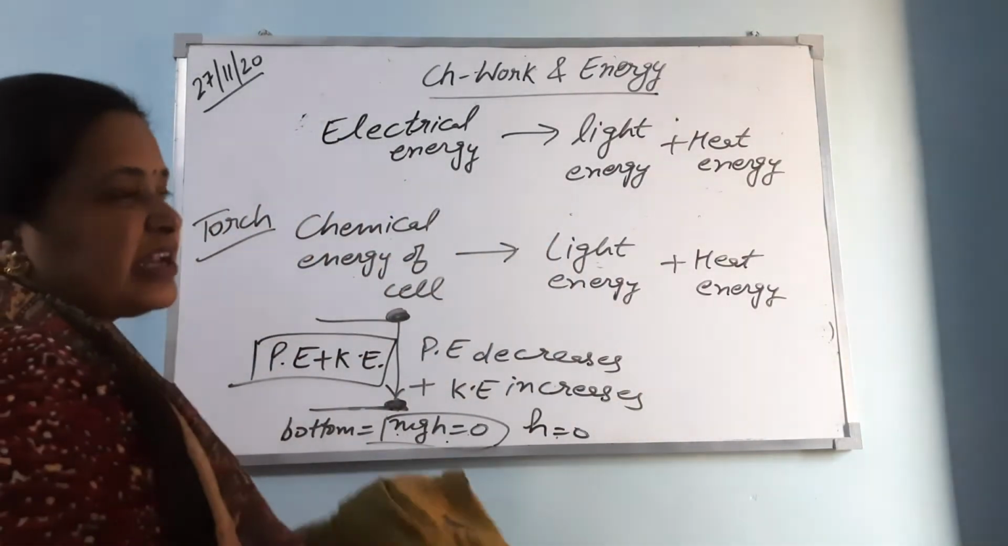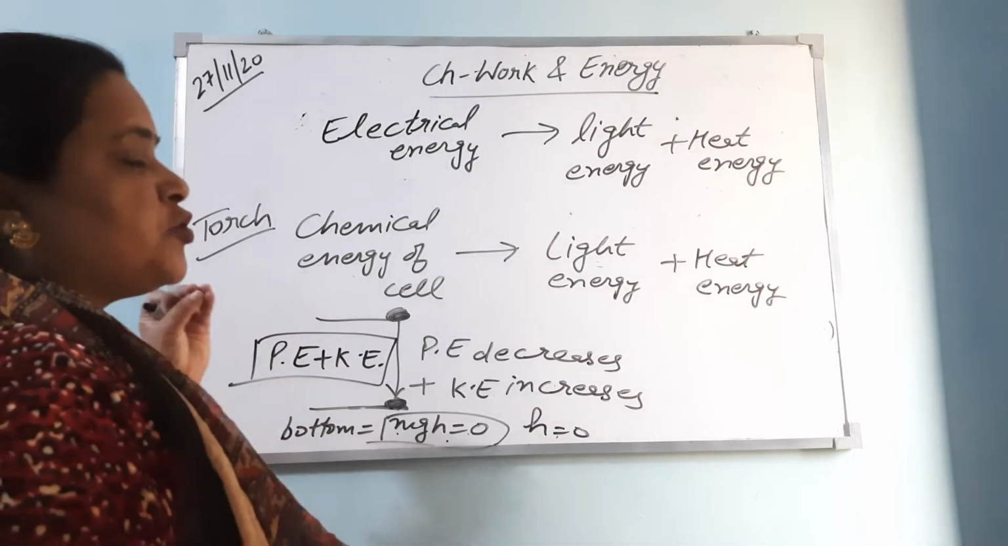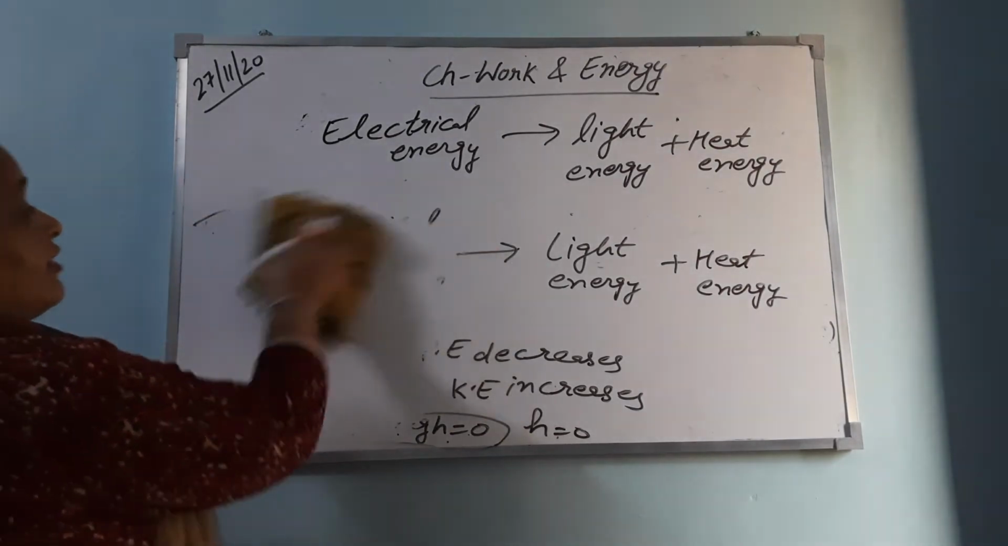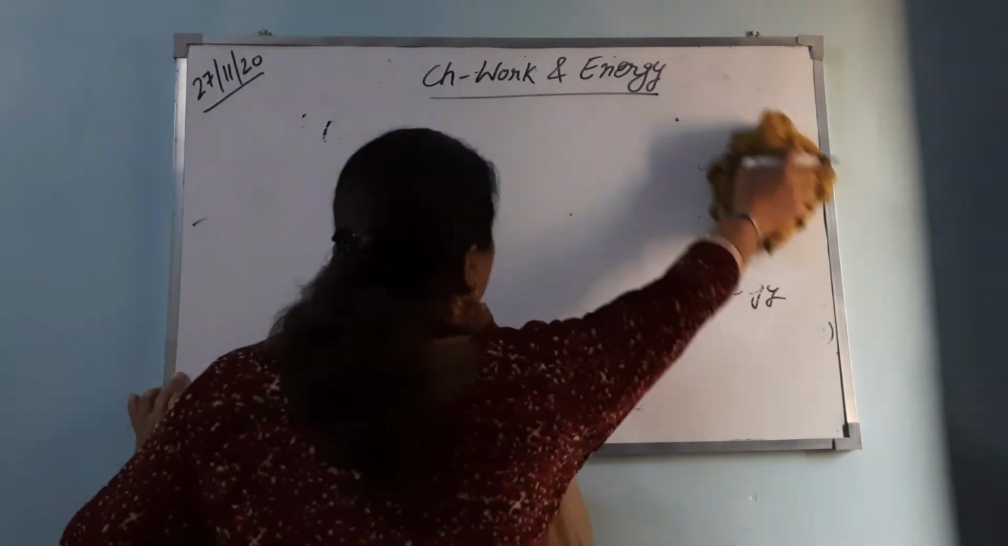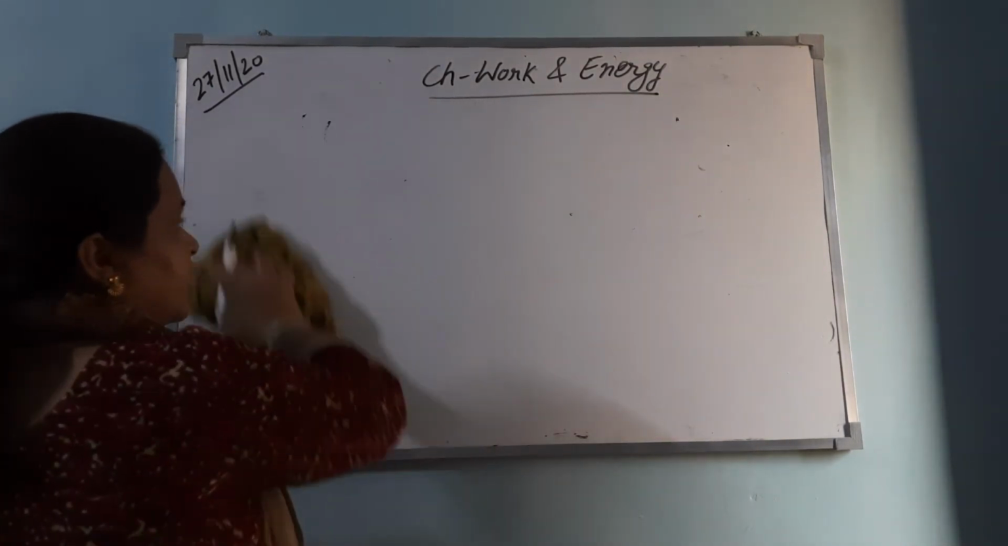In a hydroelectric power plant, we convert potential energy into kinetic, and kinetic into electrical. So these are the different energy conversions that take place in our daily life. So you just go through all these examples which are given in your NCERT book.